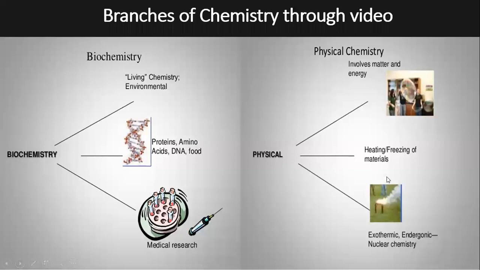And exothermic, endothermic, and nuclear chemistry are also involved, but the study of matter and energy, heating and freezing of material, is related with physical chemistry. So we can easily differentiate between branches of chemistry by their basic definitions and by their basic uses of these branches.